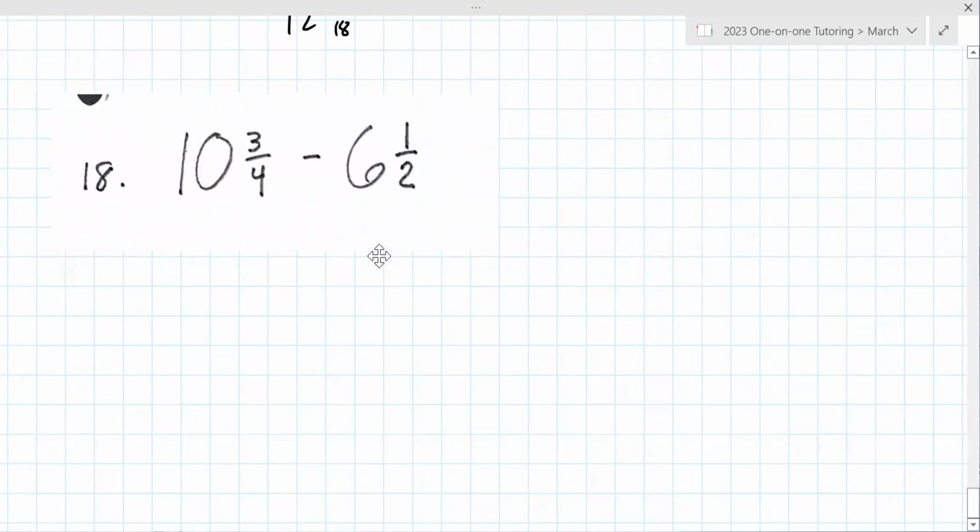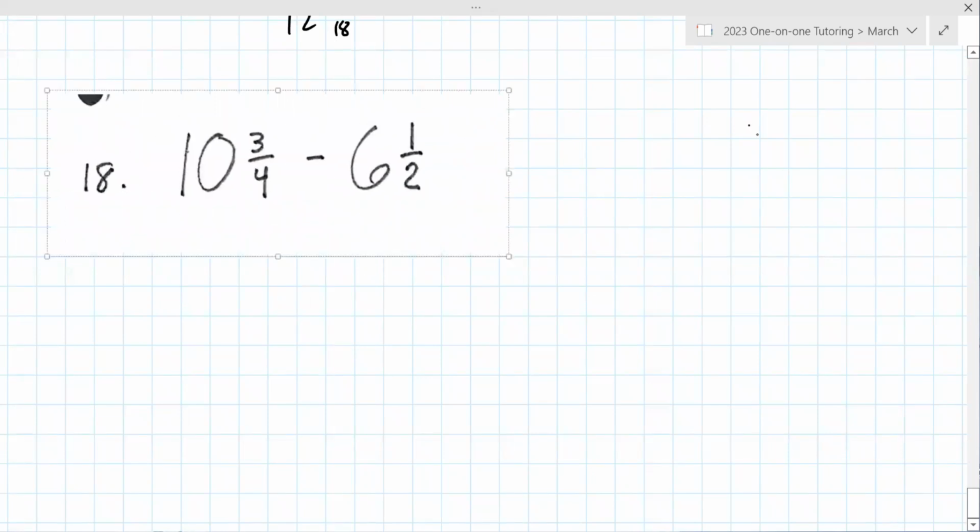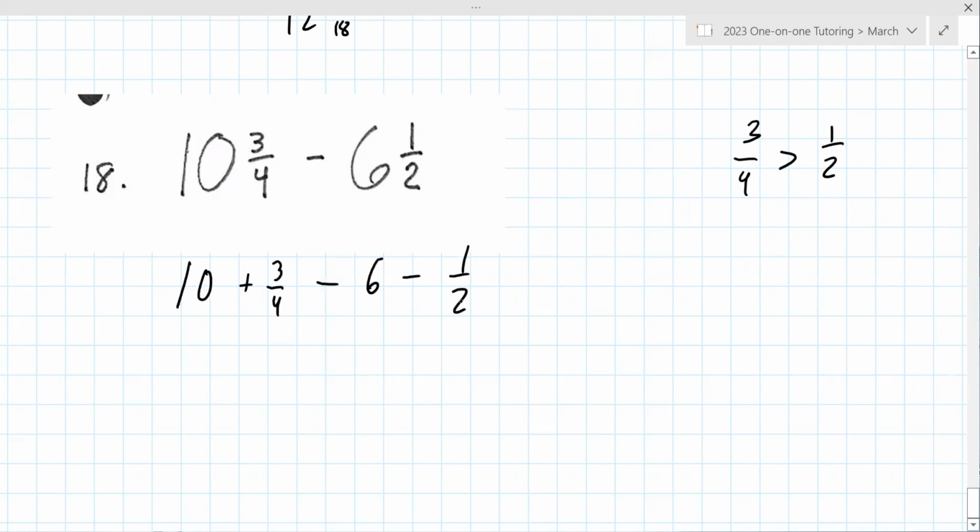All right, so notice on this problem that the 3/4 is actually greater than the 1/2. So you don't have to do the method we just have been doing. Okay. You end up just looking at this as 10 plus 3/4 minus 6 minus 1/2. So notice you're not breaking apart the 10. So this becomes 10 minus 6. What is 10 minus 6? 10 minus 6 is 4. Okay, and then it's 3/4 minus 1/2.